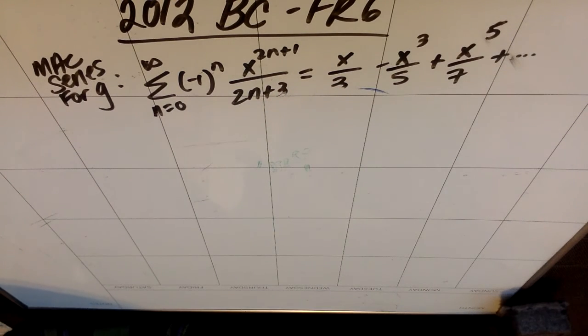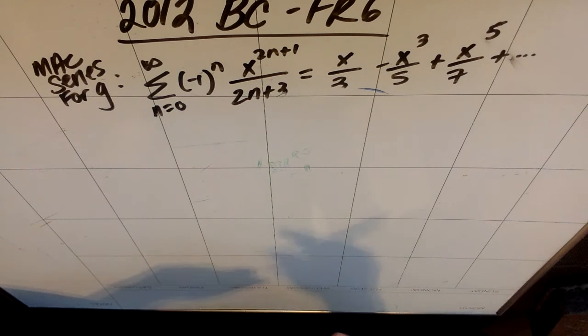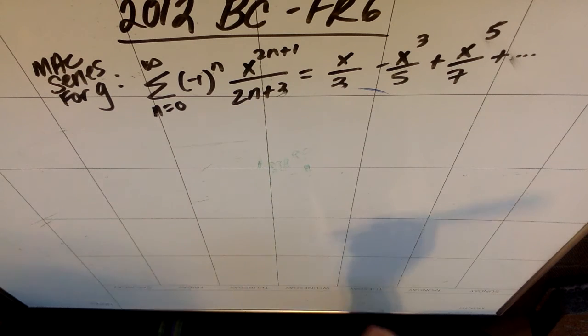Okay, part B. The Maclaurin series for G, evaluated at 1/2, is an alternating series whose terms decrease in absolute value to 0. The approximation for G of 1/2 using the first two non-zero terms of the series is 17 over 120. Show that this approximation differs from G of 1/2 by less than 1/200. This is asking you to use the next term in the sequence. So this is talking about the error for an alternating series, and the way we find the error is by using the next non-zero term.